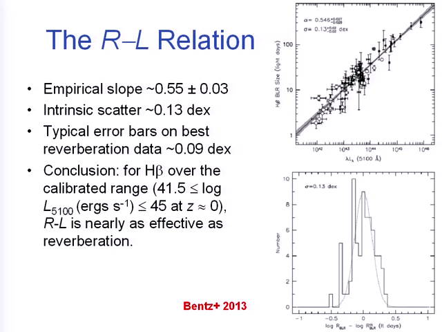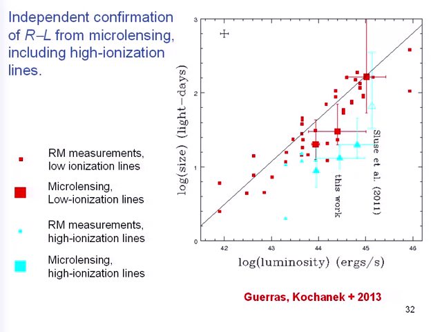Here is the most recent version of the radius luminosity relationship. It has a slope that is pretty close to the expected value of 1/2. And we see that the amount of scatter in this is very small. The intrinsic scatter is about 0.13 dex. And the typical error bars on the best reverberation data sets are 0.09 dex. So you can do almost as well with this radius luminosity relationship as you can with reverberation, again, provided that you can account for the host galaxy flux fairly accurately.